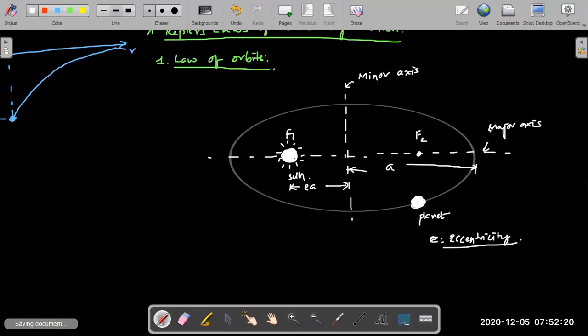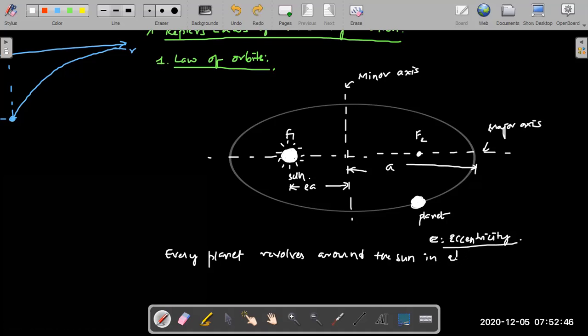So copy this. Every planet revolves around the Sun in elliptical orbits with the Sun at one of their foci.